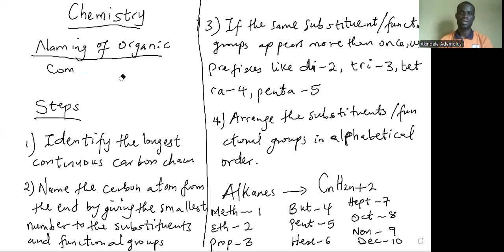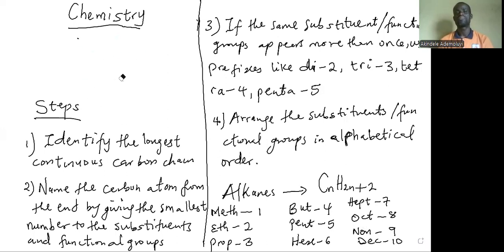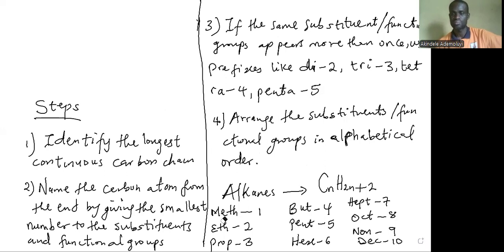This is what we call the parent name, just like when we say your name is Ayomide Emmanuel. Ayomide could be your first name, and Emmanuel is your surname, so Emmanuel is your parent name. So meth, eth, prop are just the parent names. The parent names for all organic compounds are meth, eth, prop, but, pent, hex, hept, oct, non, dec, whether saturated or unsaturated.